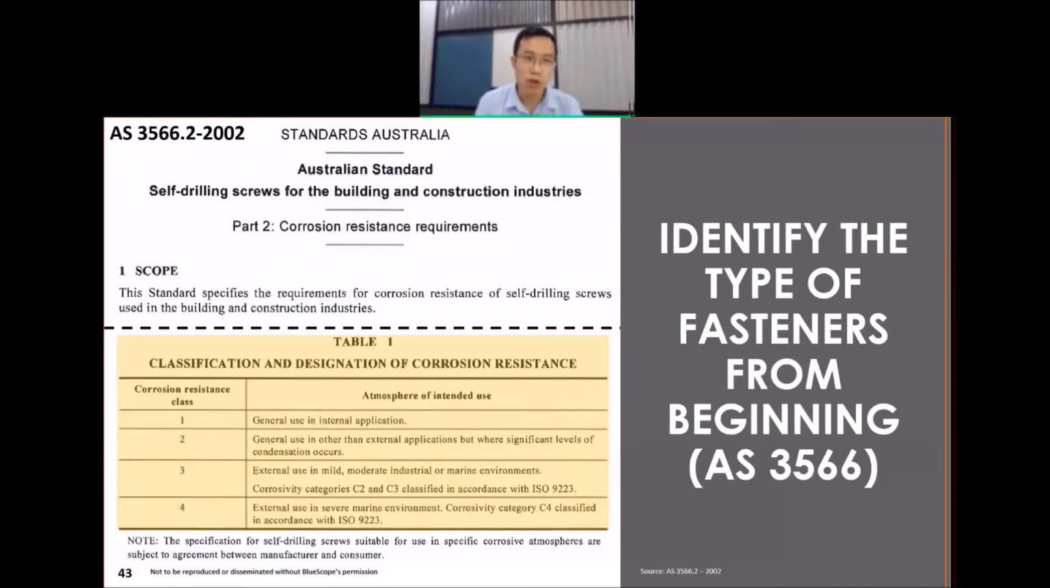Okay, so in order for you to answer this question, you can refer to an Australian standard document. The reference number is AS3566 Part 2. Under this document itself, it describes very clearly what the requirements are for class 3 and class 4 fasteners, as well as what type of coating on steel is classified as class 3 or class 4 fasteners.